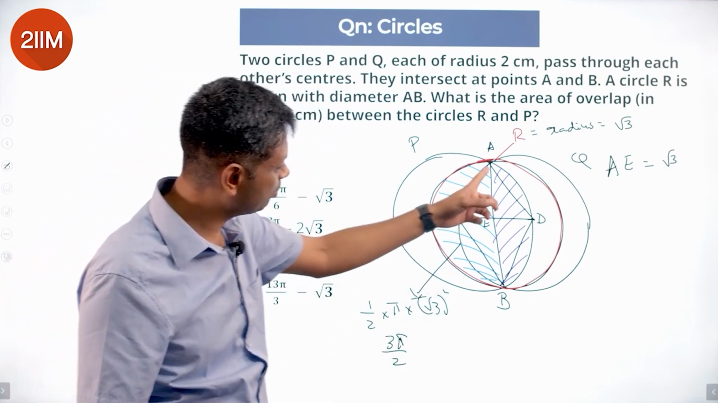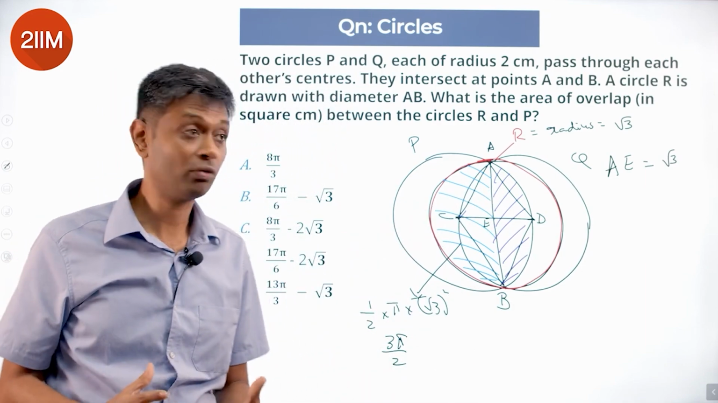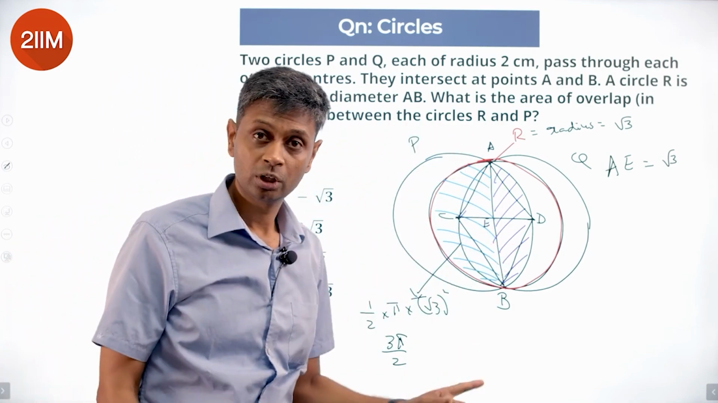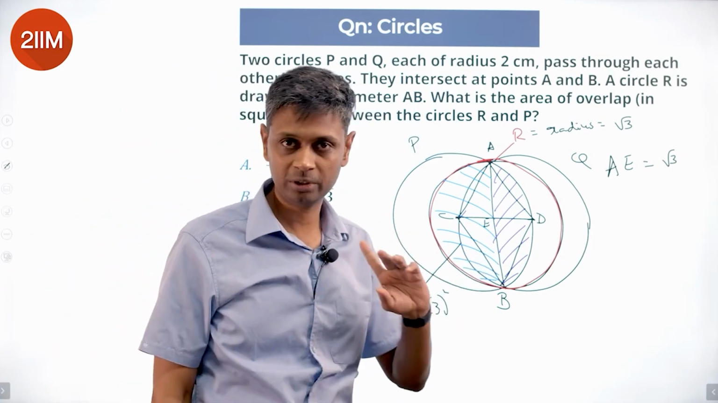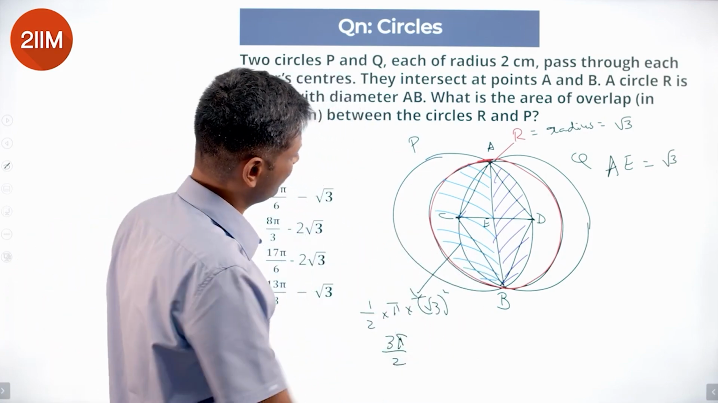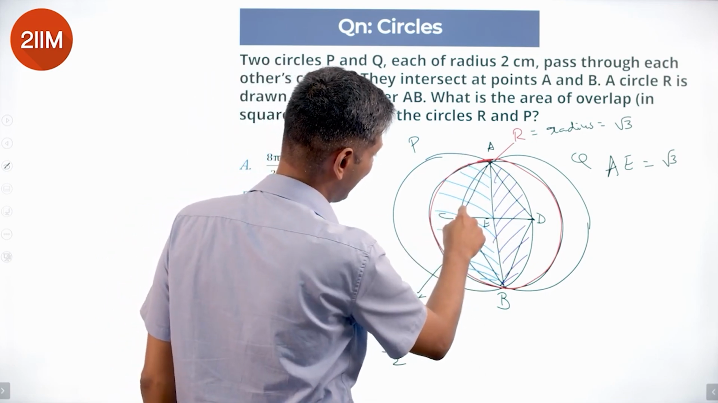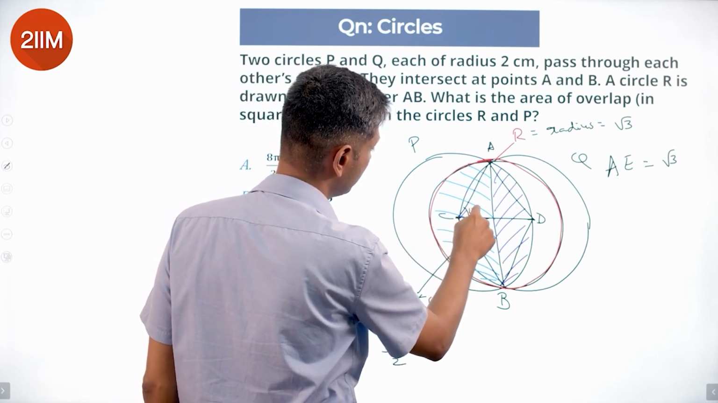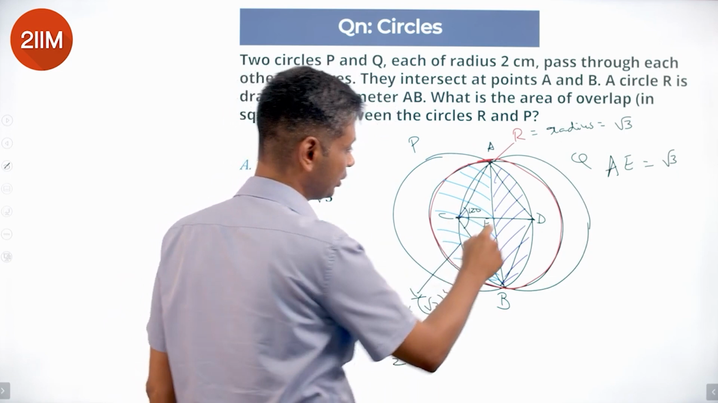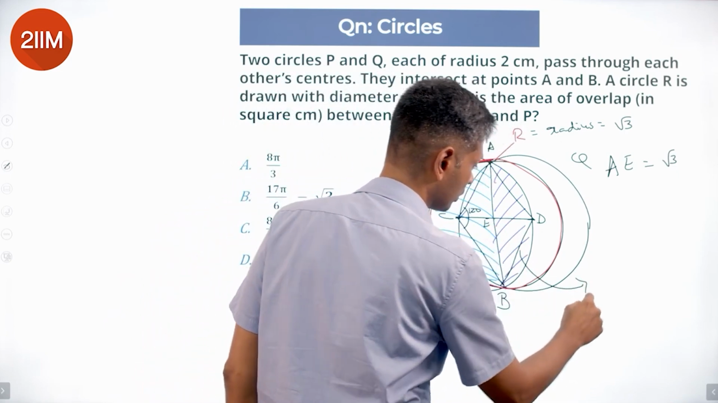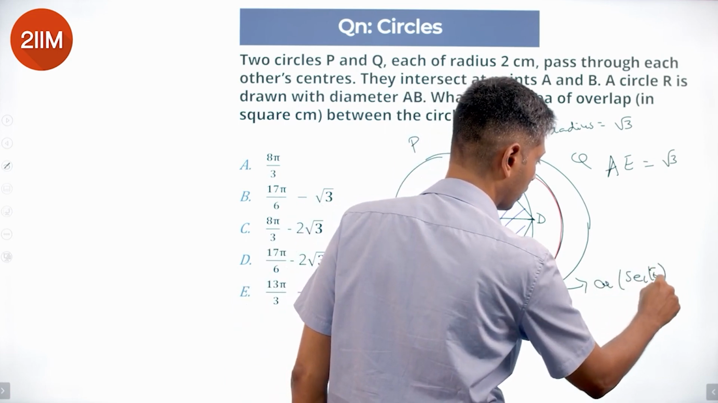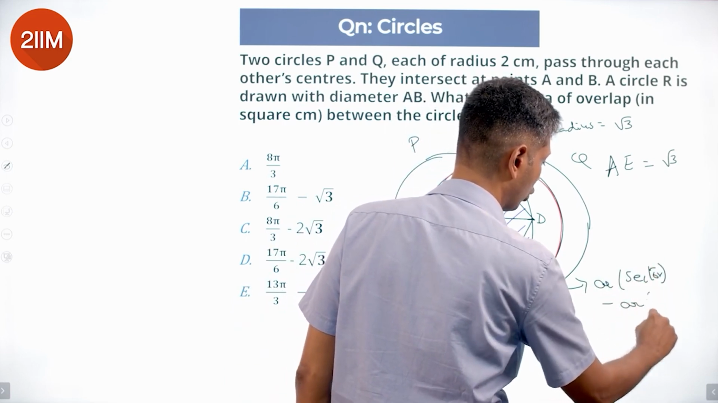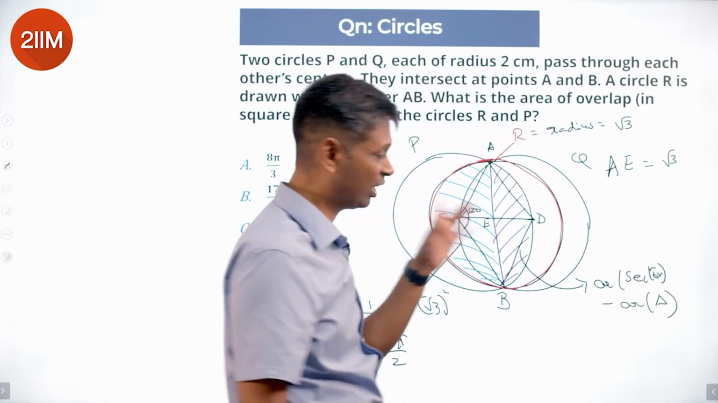Now let's look at the purple shaded area. This is the part of P which also happens to be in R. This is a segment of P. What is this arc? What is the central angle? The angle here is 120. So this purple area will be area of sector minus area of triangle. This is the area of a segment.